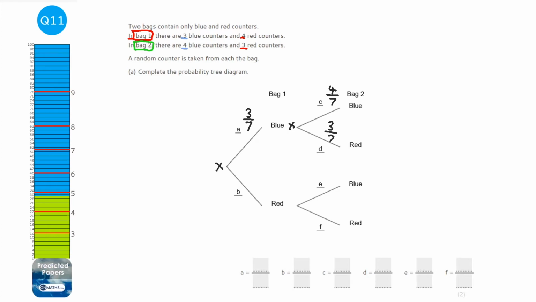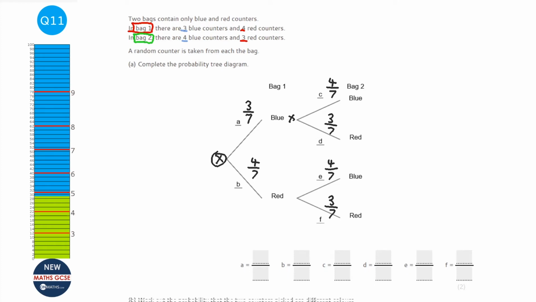Now let's go all the way back to the start and let's pretend we picked a red from bag 1. Let's have a think. What's the probability? Well, there are 4 reds and 7 in total. And a blue from bag 2, well, that would stay the same, wouldn't it? Because there are still 4 blues and still 7 altogether. And there are 3 reds and 7 altogether. And that would be enough to get you full marks.